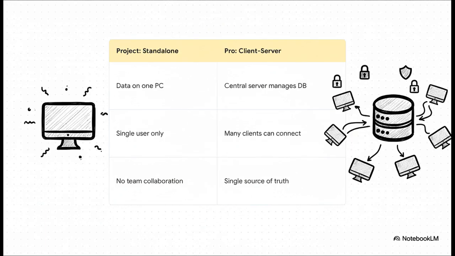And for the final, ultimate evolution, we change the architecture itself. Right now, it's a standalone app on one PC. But in a real organization, you've got multiple security desks, right? So the professional model is called client-server. You'd have one central server that manages the database, and then multiple client applications on different computers that all talk to it. What this gives you is a single, synchronized source of truth for the entire team.